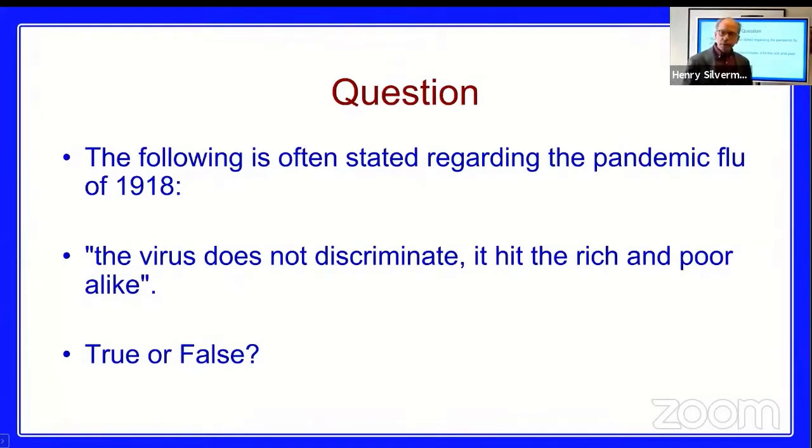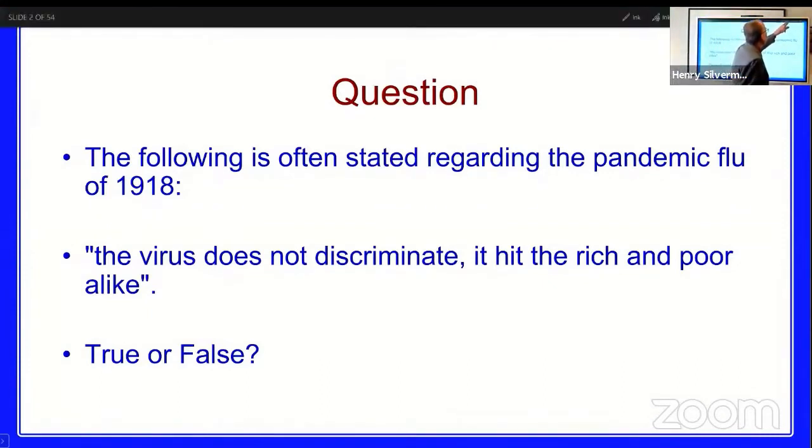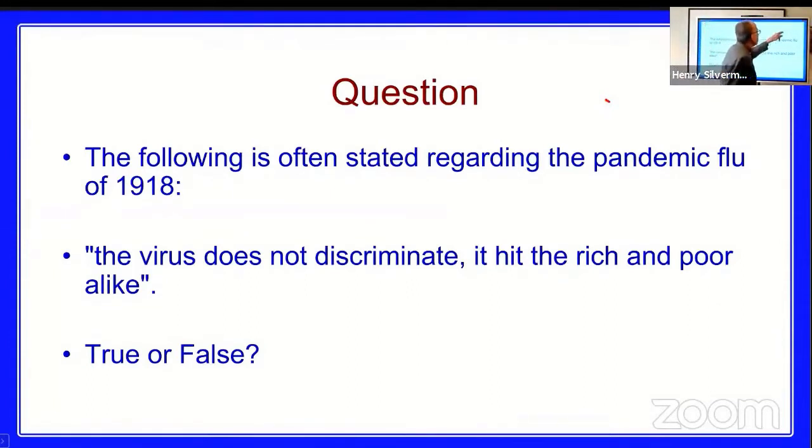All right, so could you show the results? 62% said true and 38% said false. So almost even, but most people are saying that it hit the rich and poor alike. I think the issue is what do we mean by the word hit? Does the virus not discriminate? Well, I think we could all rest assured that the virus does not discriminate. But the issue is people's circumstances when they are exposed to the virus.